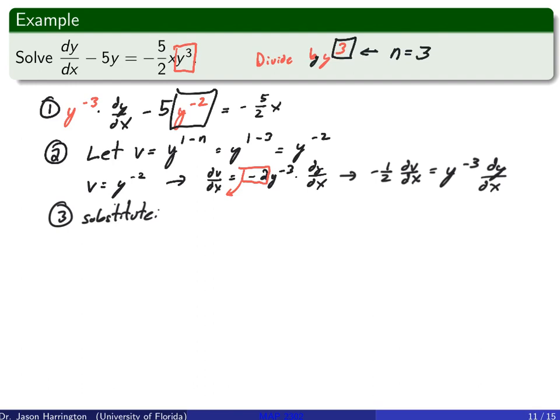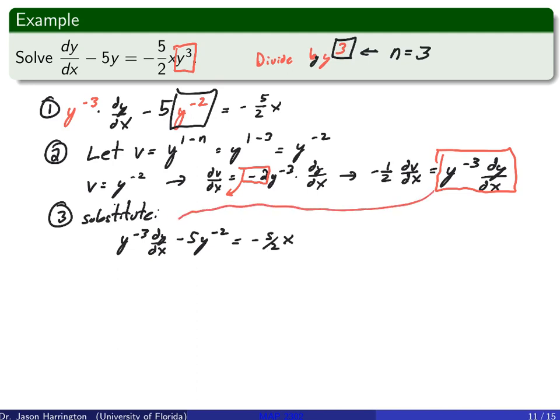Now, let me write out what we have so far. So far we have y to the negative 3 dy over dx minus 5 y to the negative 2 is equal to negative 5 halves x. Okay, so if we have y to the negative 3 dy dx, the first substitution I'm going to make is going to be this guy here. And that is just going to turn into what I have here. That's going to be negative 1/2 dv dx.